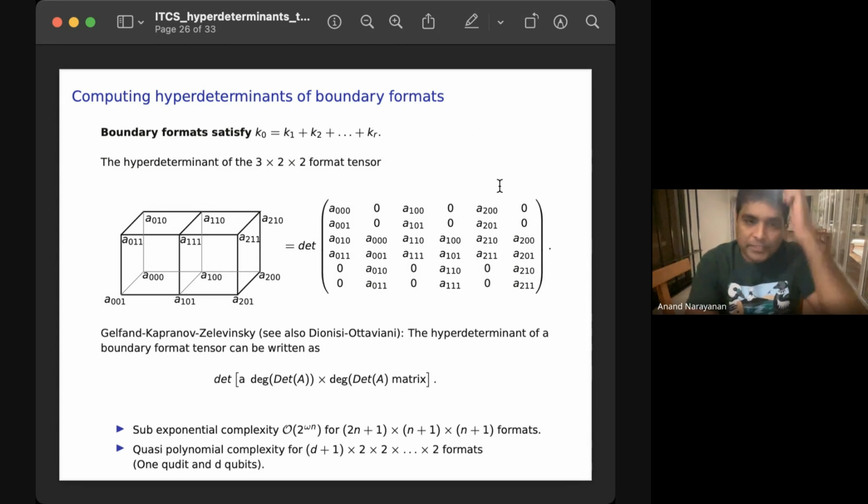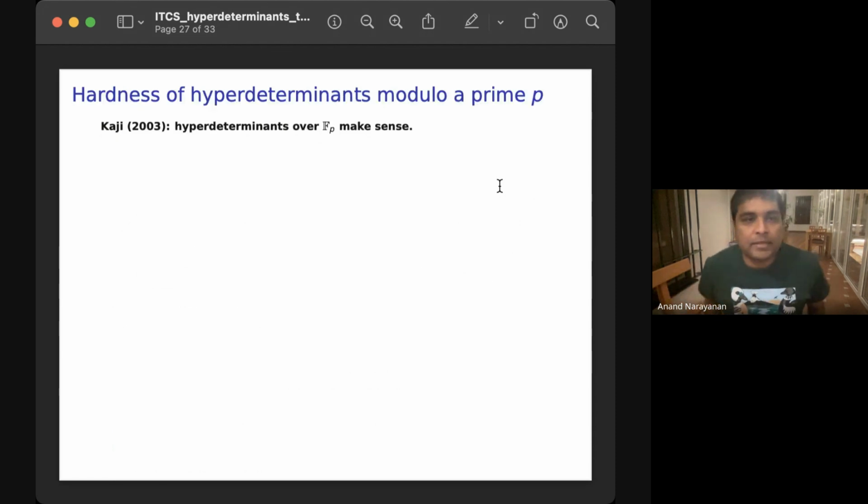But there are some special cases where you get pretty nice results. For instance, you get sub-exponential complexity for these three-dimensional boundary formats. And for certain formats relevant to quantum computers, you actually get quasi-polynomial time. Okay. With the time that is remaining, I want to talk quickly about hardness of hyperdeterminants modulo a prime.